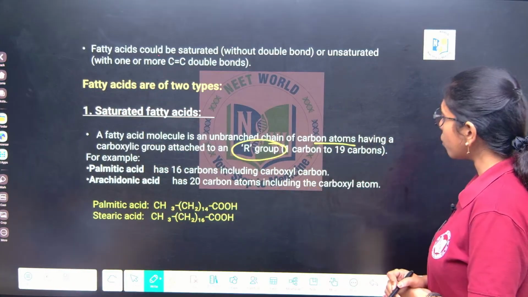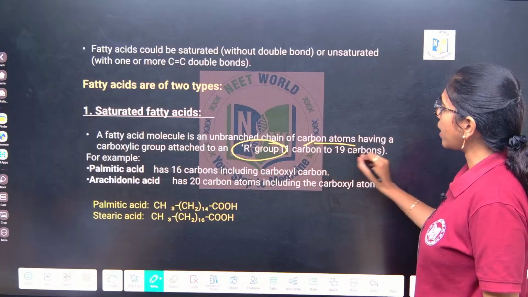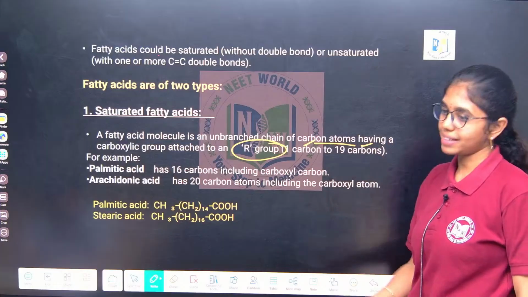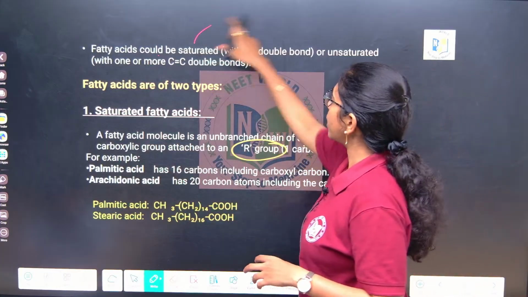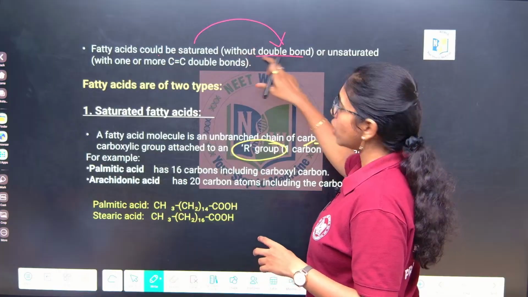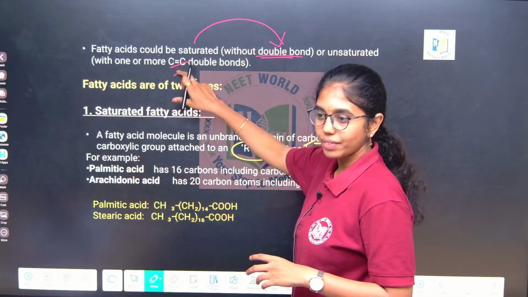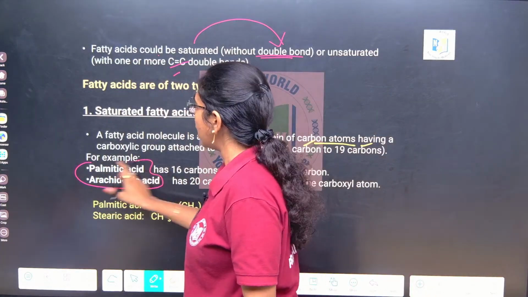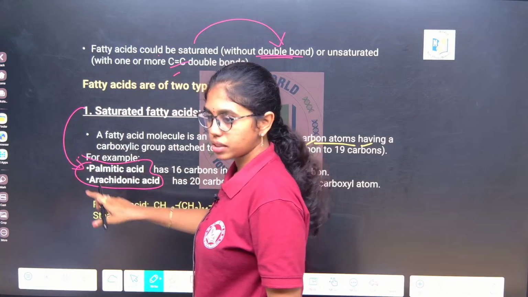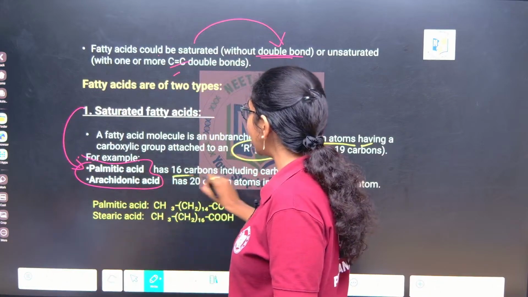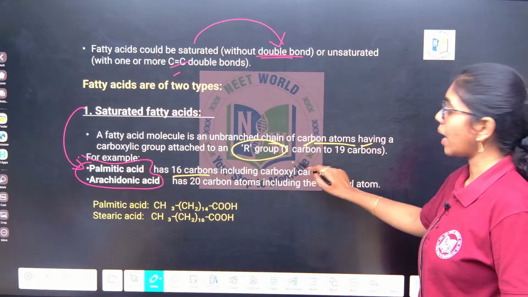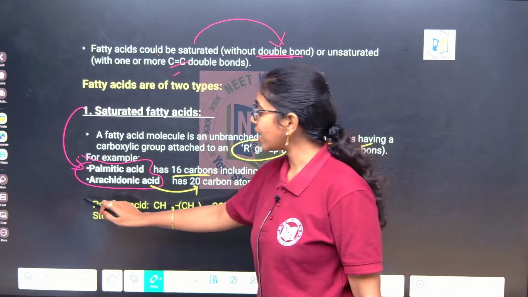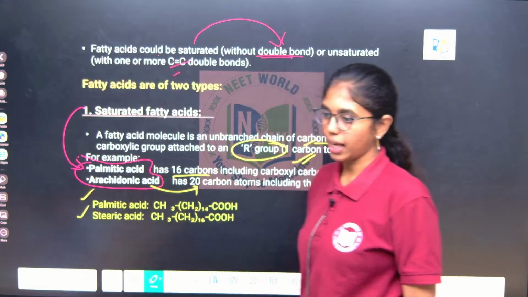Fine. So, this R group can again be 1 carbon to 19 carbons. What is most important over here is you have to remember the examples. You can remember that saturated fatty acids have carbons without a double bond, and unsaturated ones have a double bond. But what is most important, you have to remember the examples. For example, saturated fatty acids include palmitic acid, which has 16 carbons including the carboxyl carbon. Arachidonic acid has 20 carbons. Along with this, you can also take the examples of palmitic acid and stearic acid.